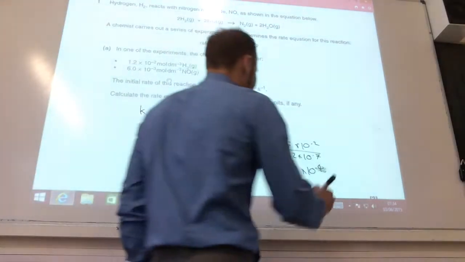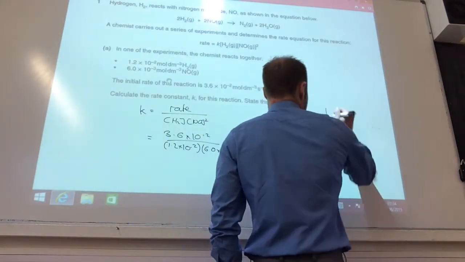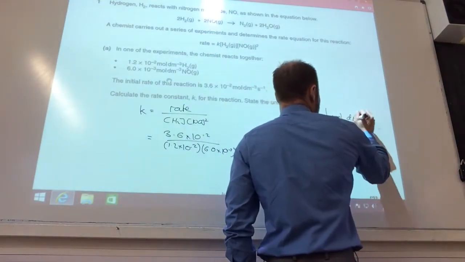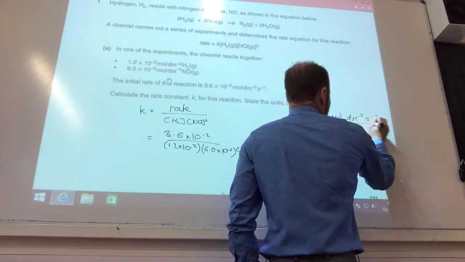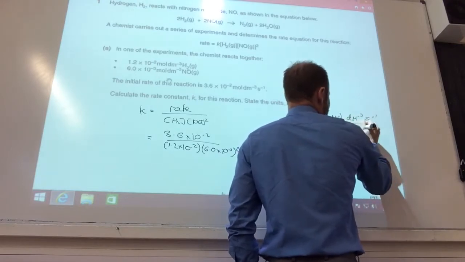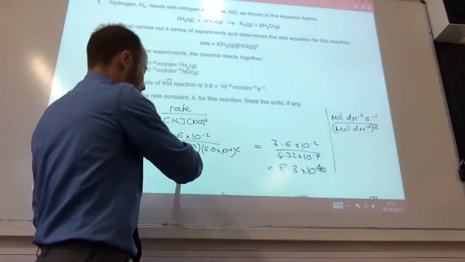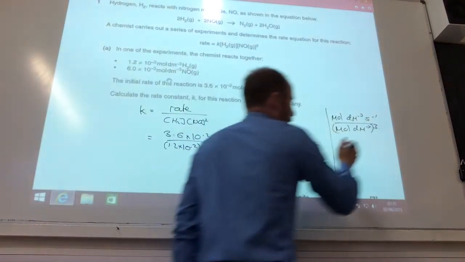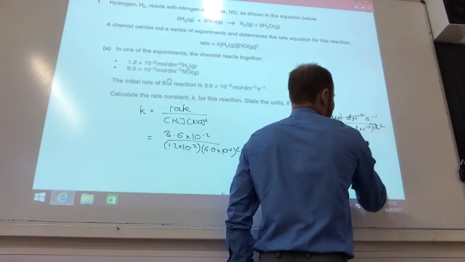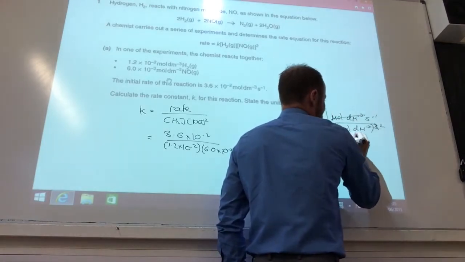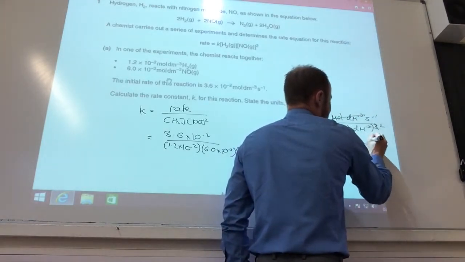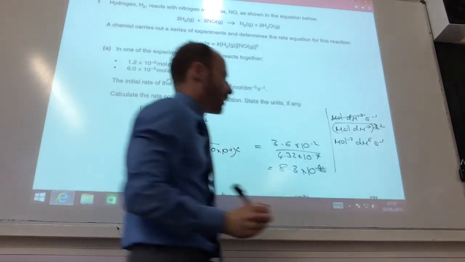Well, units: we know that rate is in moles per decimeter cubed per second. Concentration is in moles per decimeter cubed. That is going to be cubed because that's the power 1 and that's the power 2. That's going to cancel out with that. So I'll end up with moles to the minus 2, decimeter 6, seconds to the minus 1 for my units.